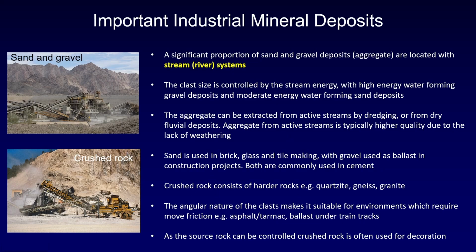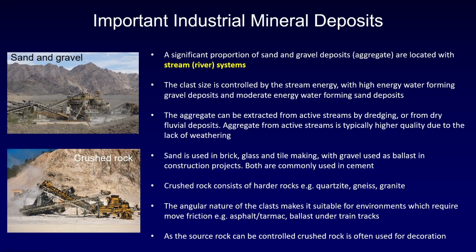In terms of sand, the sand is used in brick, glass, and tile making, while gravel is used as ballast in construction projects, and it can also be used to make concrete. And both of these, the sand and the gravel, are commonly used in cement production. So once again, we have another industrial mineral or rock that is used to produce another industrial material.